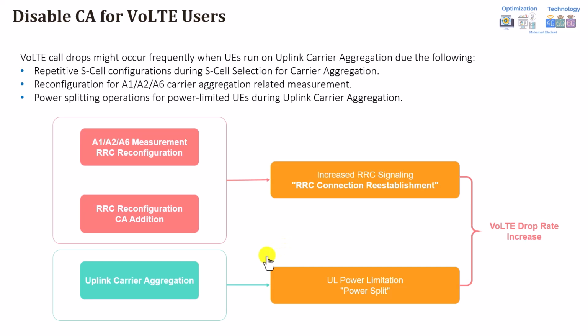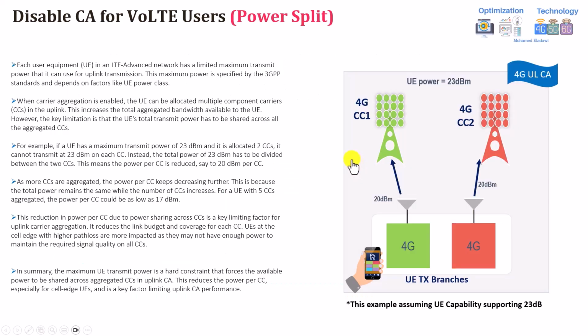Let's try to get a figure about this particular area, to visualize how the power will be split, as mentioned here. In general, this will be reflected mostly in the VoLTE call drop rate. As you can see in the figure on the right, this is the transmission from the UE side, and these are the UE TX branches. You have two TX branches. The maximum power is 23 dBm, and the idea is that you have one primary carrier and a secondary carrier. So the user now needs to split the power of the 23, so he will send 20 here and 20 here.